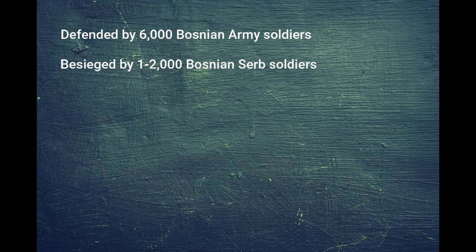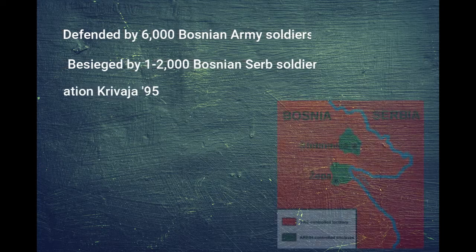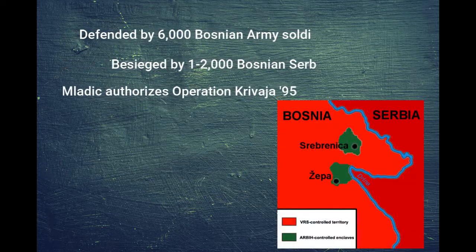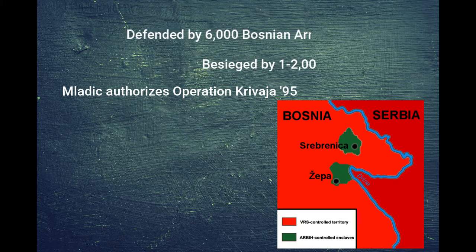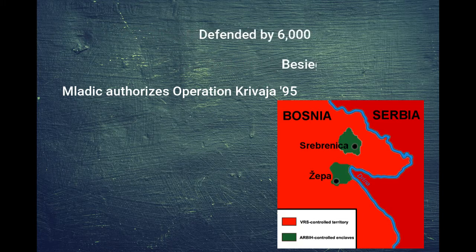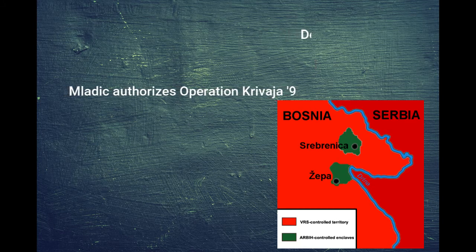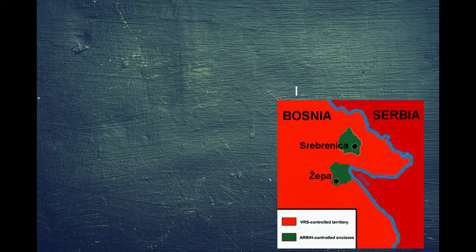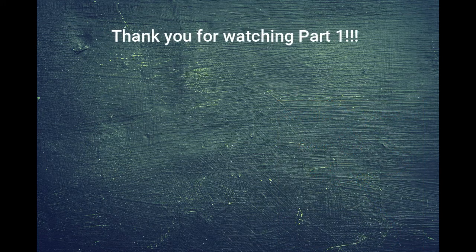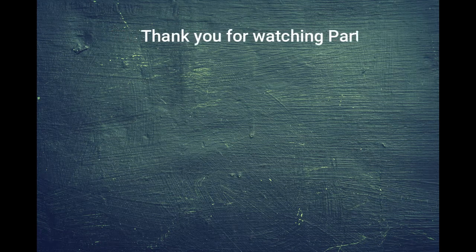By 1995, General Mladic made the decision to finally secure the enclave that was deep within Bosnian Serb territory. On July 6, 1995, the Bosnian Serbs launched Operation Krivaja 95 to finally take over the town. That will conclude part 1 of this 2-part series. Operation Krivaja 95 will be covered in detail in part 2.